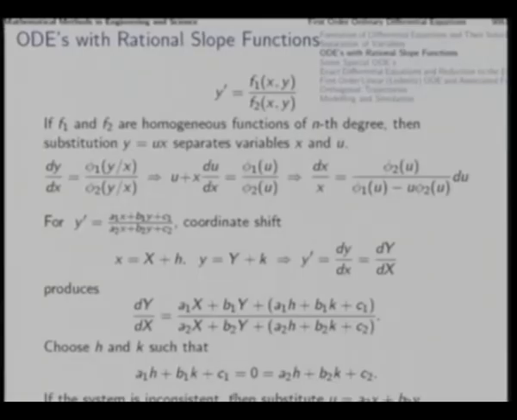On the other hand, if this pair of equations for h and k is inconsistent, then we can say that in that case a1 by a2 should be equal to b1 by b2, and in that case a choice of u as a2x plus b2y will make it separable.